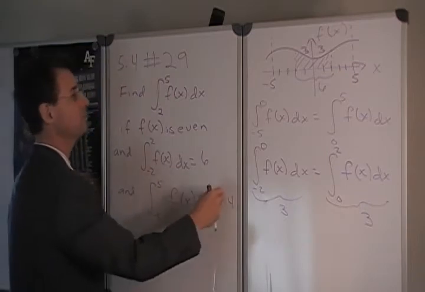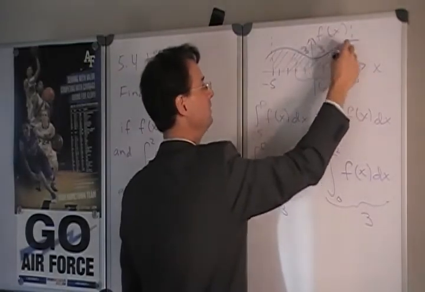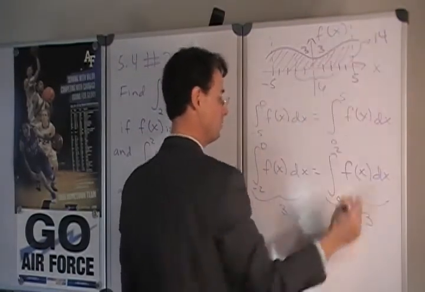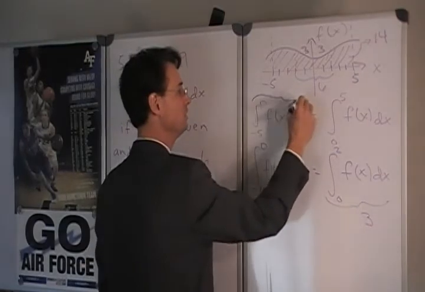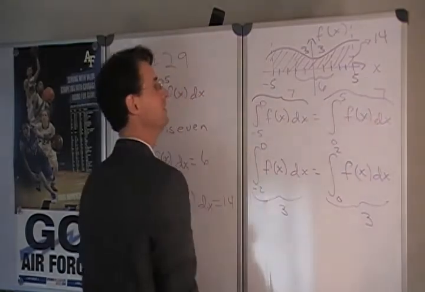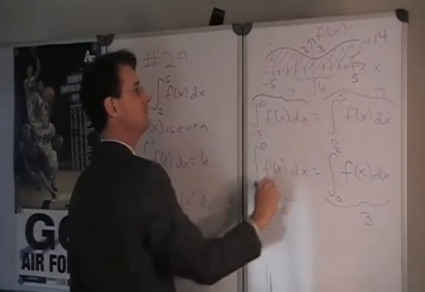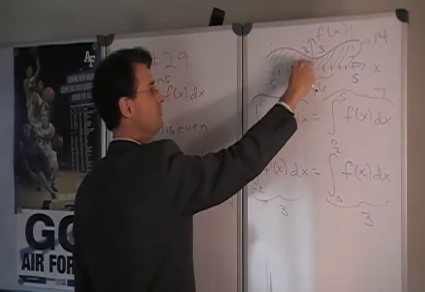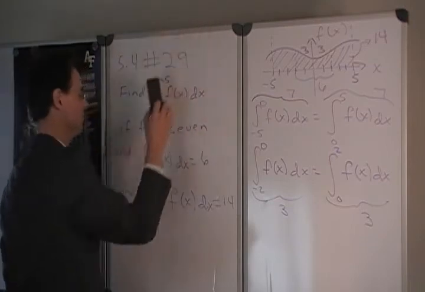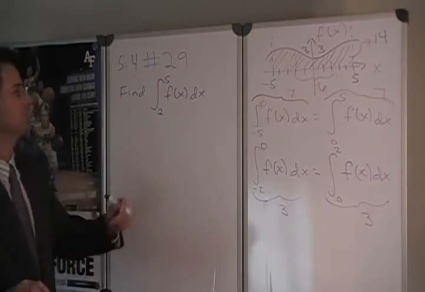Likewise, we're told that the whole integral from negative 5 to 5, the whole region if we shaded it, is 14. So what that tells us is that each half is equal to 7. So we've got all these areas running around. The left half is equal to 7, the right half is equal to 7, so they add to 14, and then this region is equal to 3, and that region is equal to 3. So how now do we use this information to figure out what our original integral needs to be?